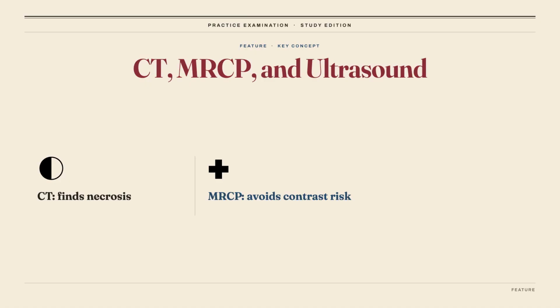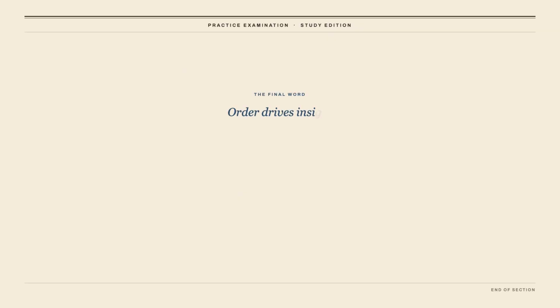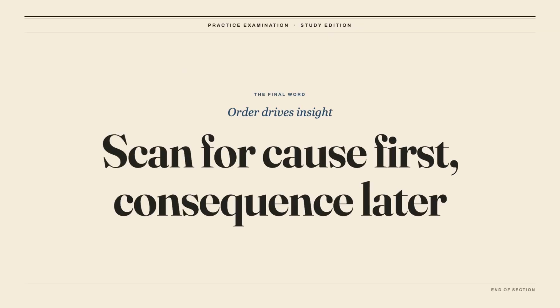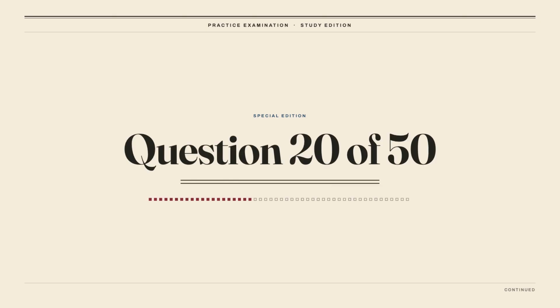Ultrasound comes first in the workup to find the cause, like gallstones, while CT comes later to find the consequence, necrosis and complications. The real judgment call is whether a finding will actually change management, weighing contrast's renal risk against the value of catching infected necrosis early. Get the sequence right: ultrasound for cause, CT for consequence, and each study answers the question it's actually built to answer.